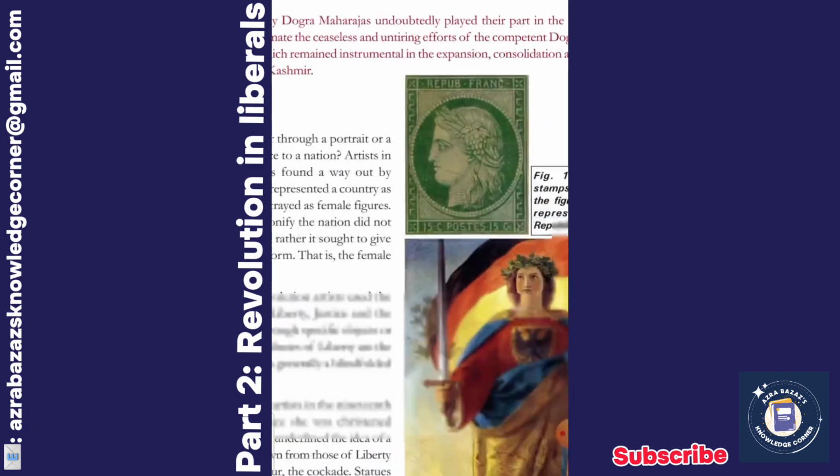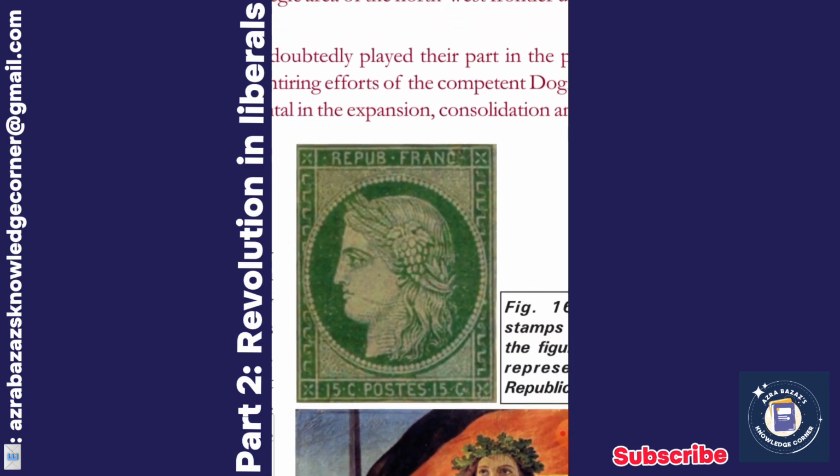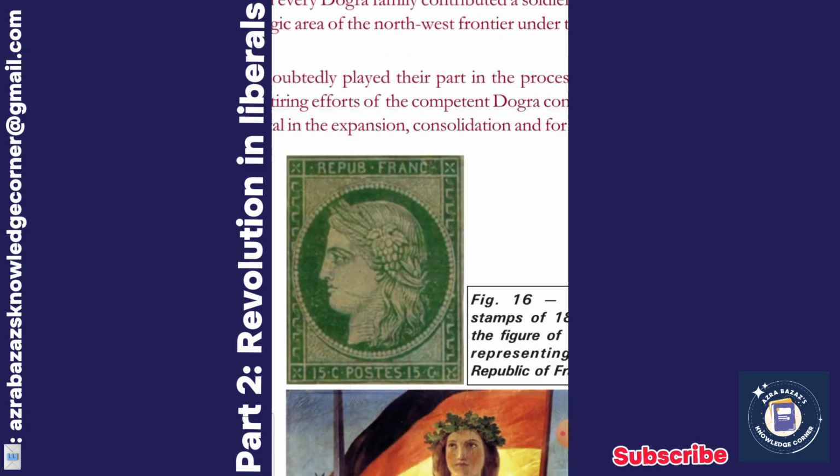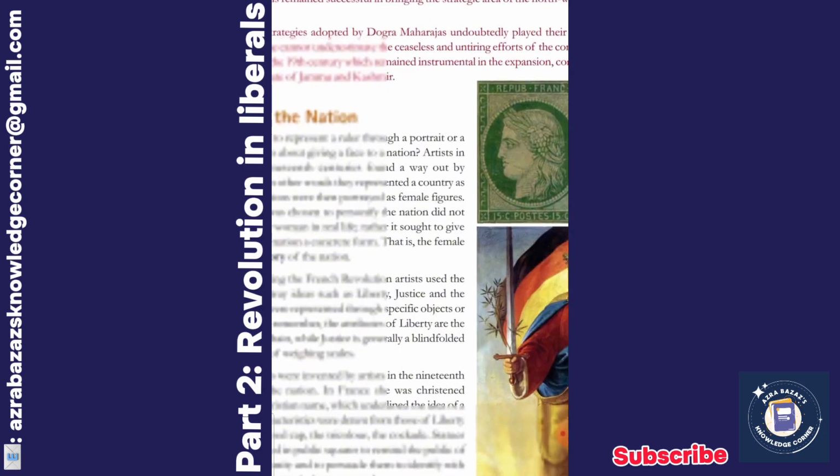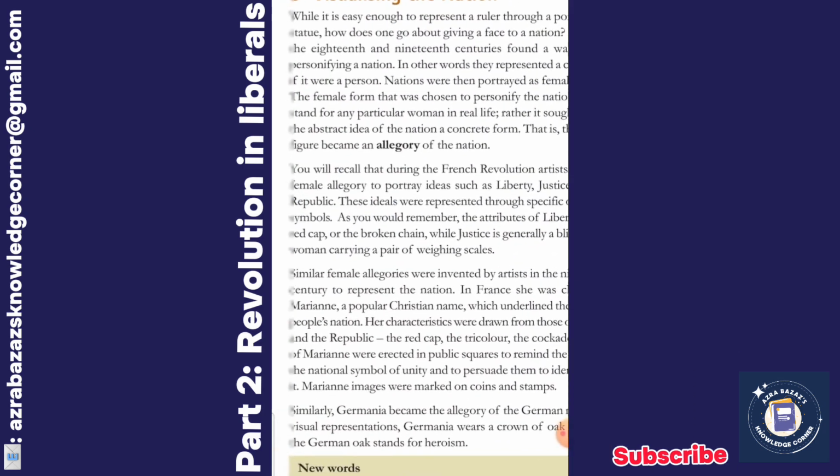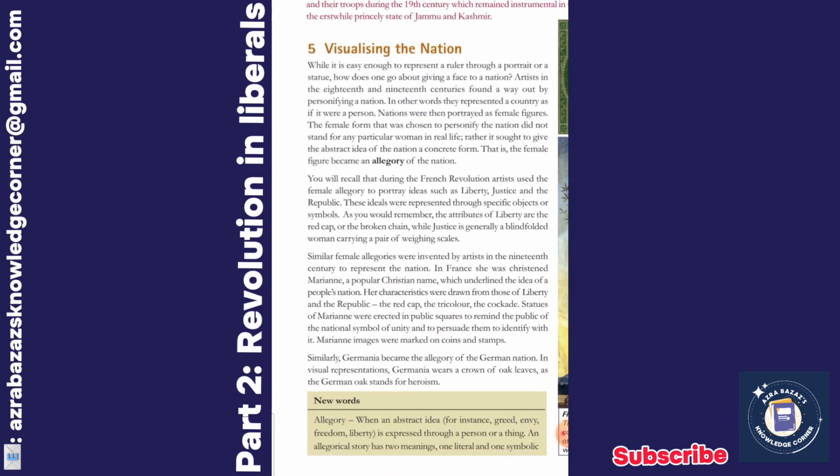Now see, we'll go to this picture. It is the picture of the allegory of France. The allegory has been named Marianne. Why Marianne? Because most of the girls in France had the name Marianne, so they would feel, yes, this is our nation. The sense of nationalism would come about, that this is our country.